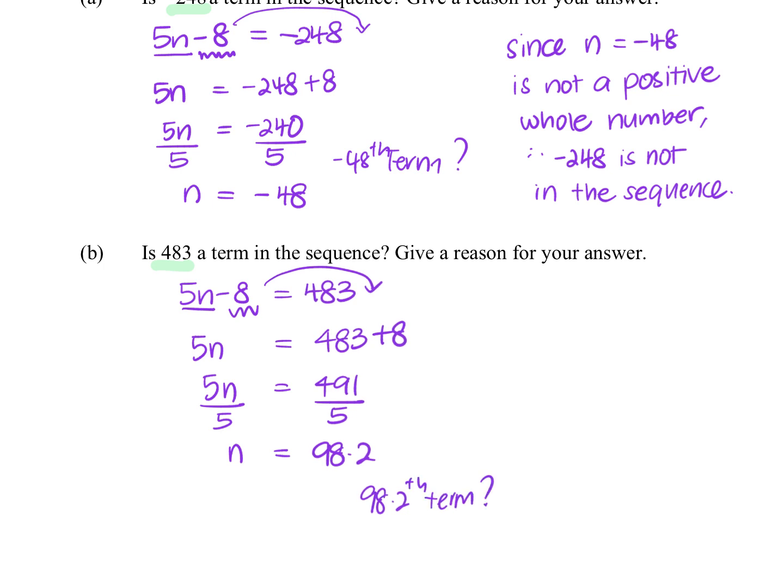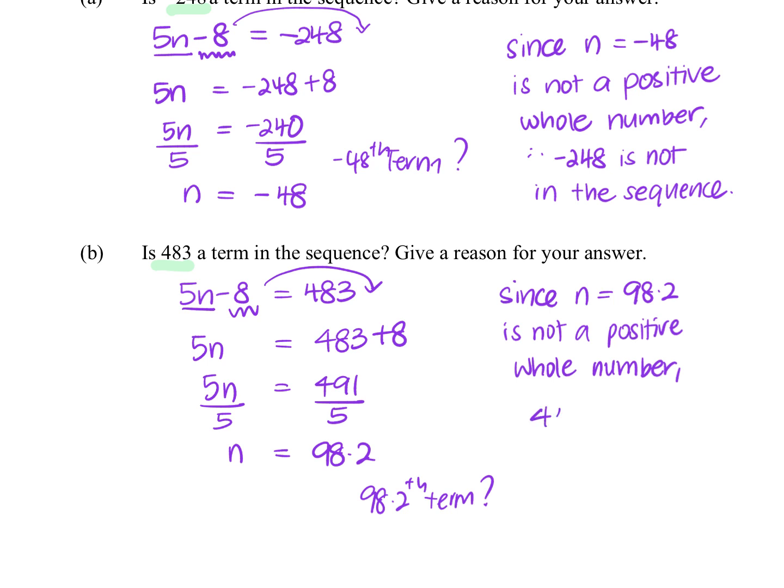Right, can we have something like that? No, that's not possible. So what we're going to write, they say give a reason for your answer. So since n equals 98.2 is not a positive whole number, the number 483 is not in the sequence.